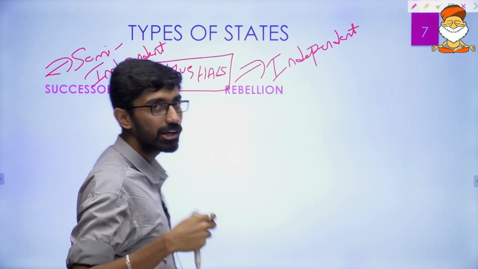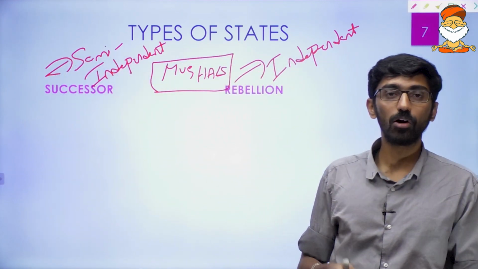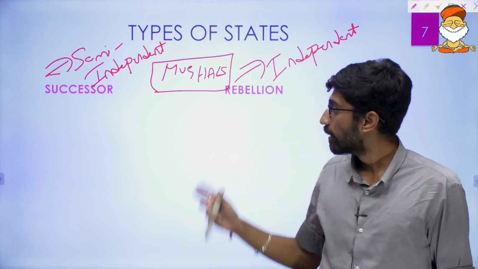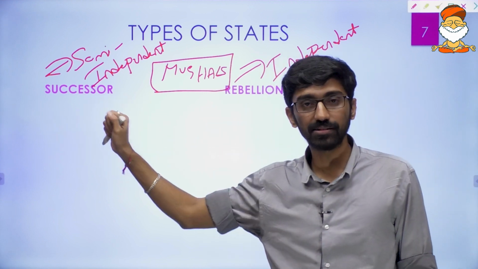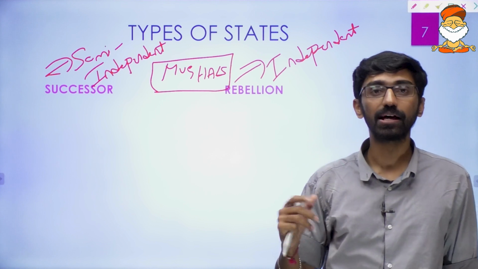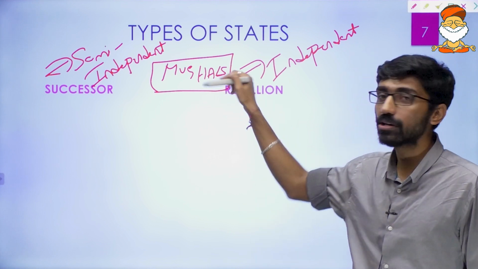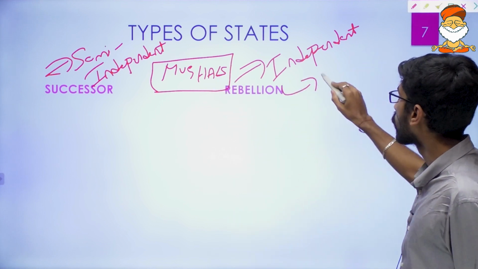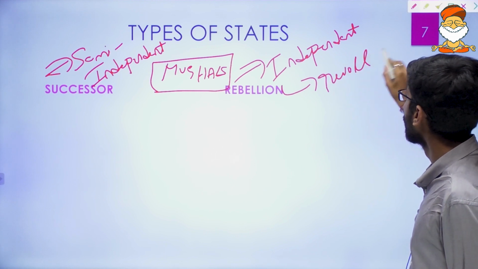The Mughal Empire was starting to crumble, starting to disintegrate. Now on the rubble of the Mughal Empire, different types of states emerged. Some of them can be called successor states, and some of them can be called rebellion states. Rebellion means in revolt against the Mughals. They rose in revolt against the Mughals.